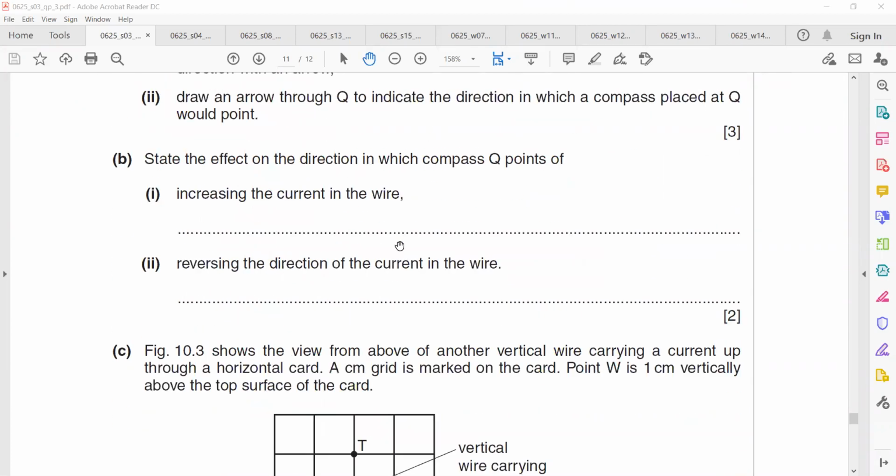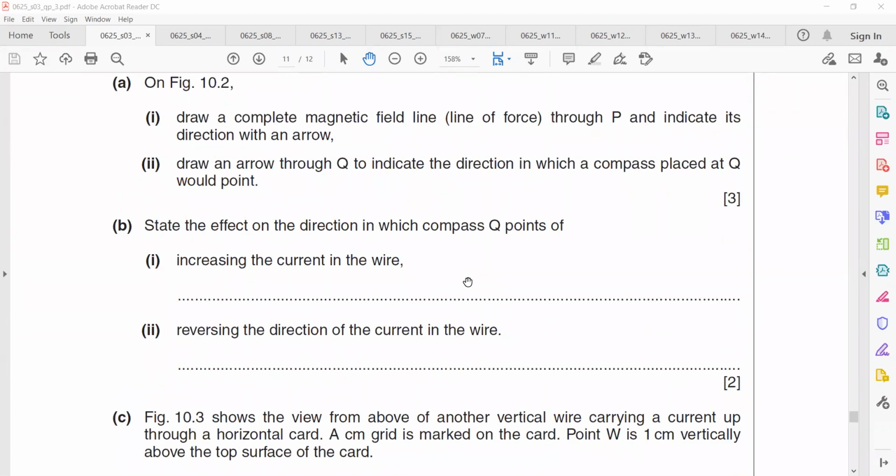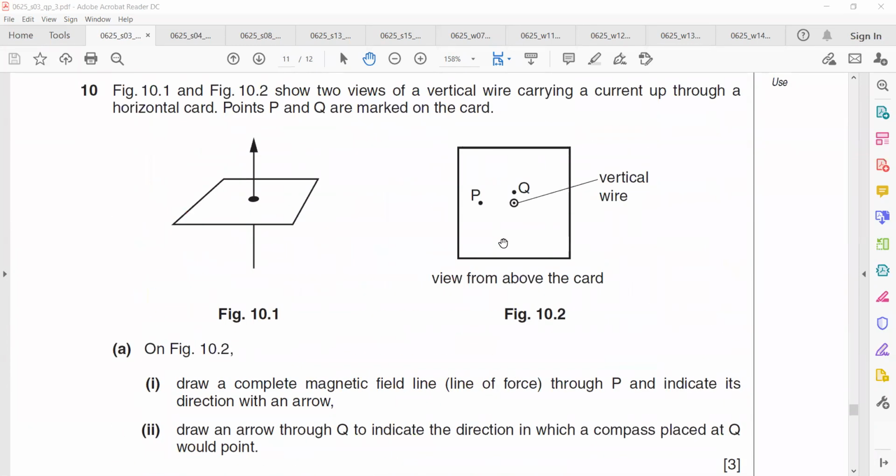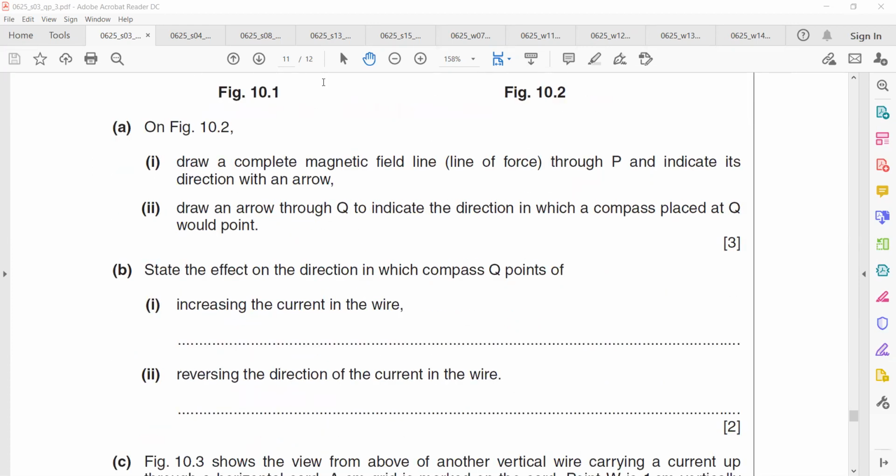Why? Because the direction of the magnetic field depends on the direction in which we are passing the current. It does not depend on how much current is passing. So even if I pass 2 ampere, 5 ampere, or 10 ampere, if the current is outward, going out of the plane, the compass needle will point in the same manner because the direction of the magnetic field is the same. So is there any effect? There is no effect.